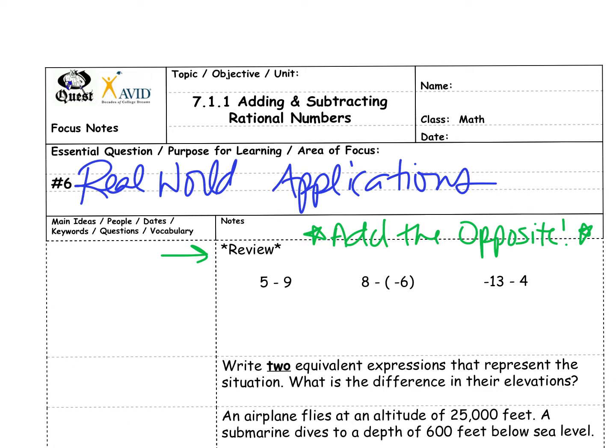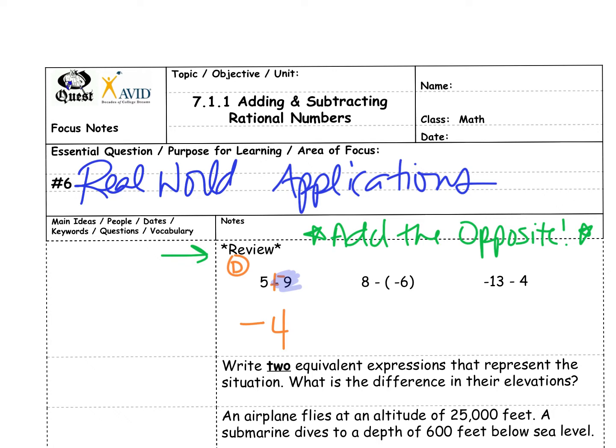All right, you should have them finished by now. 5 minus 9. If we're going to add the opposite, it turned into 5 plus negative 9. These have different signs, so I'm going to figure out which one's further from 0. Negative 9. That tells me my answer is negative. And then I subtract. 9 minus 5 is 4. My answer is negative 4.